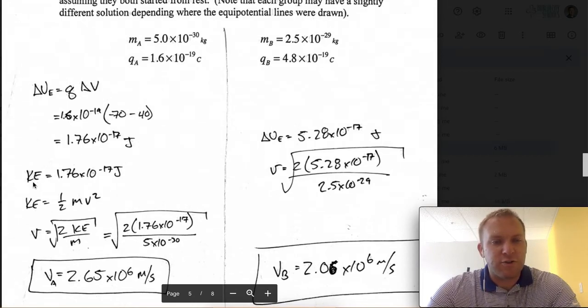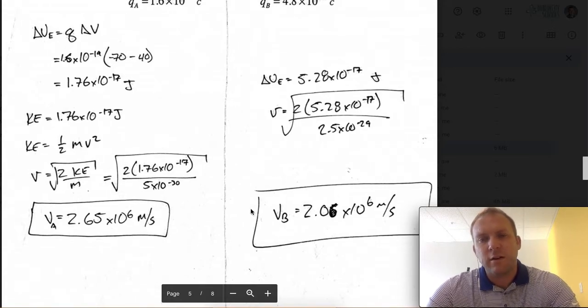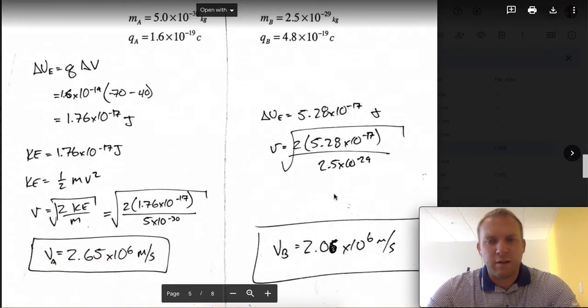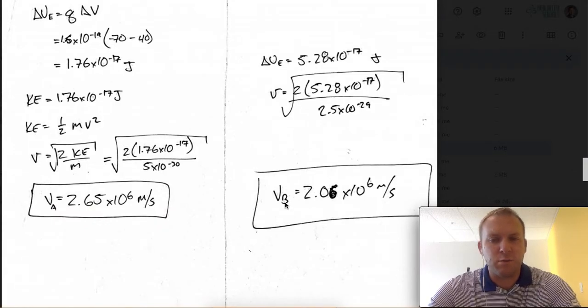My kinetic energy then is that same value, because they started with 0 kinetic energy, their final kinetic energy is going to equal their change in energy. And so then I set that equal to 1/2 mv squared, and I solve for V, which is the square root of 2 times my kinetic energy, which is my change in energy, divided by my mass, and I get 2.65 times 10 to the 6th. Same thing over here, same process. Again, different charge, different mass, so a little bit different numbers. I get 2.06 times 10 to the 6th.